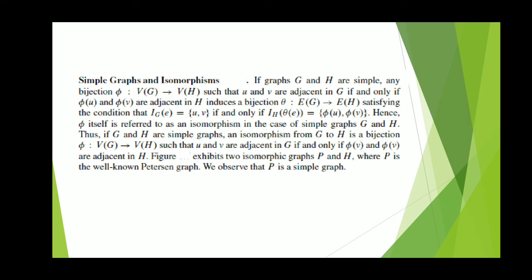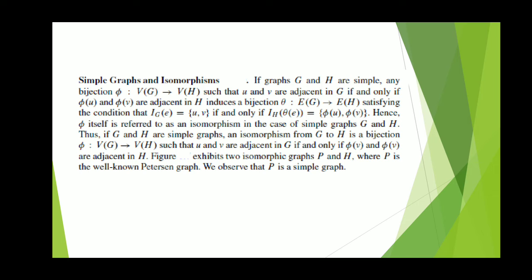Next one is simple graphs and isomorphism. If you consider two simple graphs G and H, now define a bijection map pi from the vertex set of the first graph G to the vertex set of the second graph H, such that U and V are adjacent in G if and only if their images pi(U) and pi(V) are adjacent in H. That induces a bijection theta from the edge set of G to the edge set of H, satisfying the condition that the edge E can be formed by connecting U and V in G if and only if the image of the edge E under theta, theta(E) in H, can be formed by connecting pi(U) and pi(V), the images of U and V. Hence, pi itself is an isomorphism in the case of simple graphs G and H.